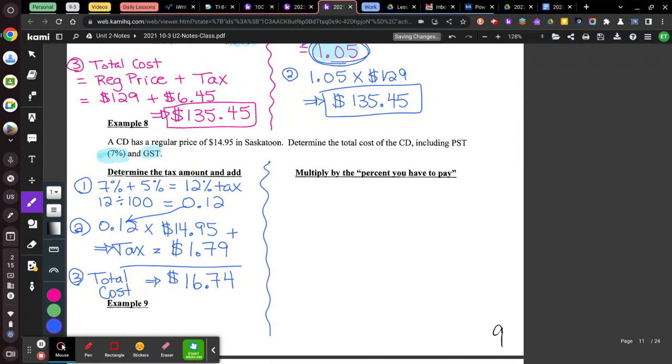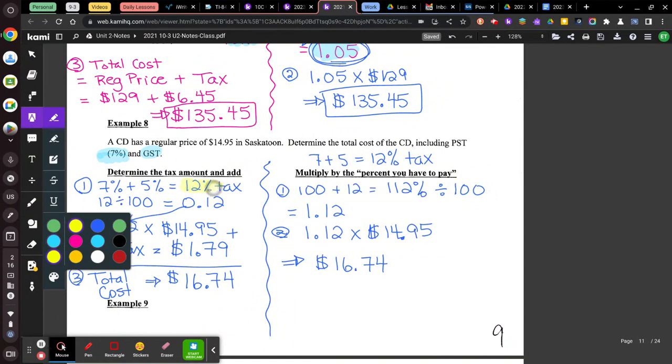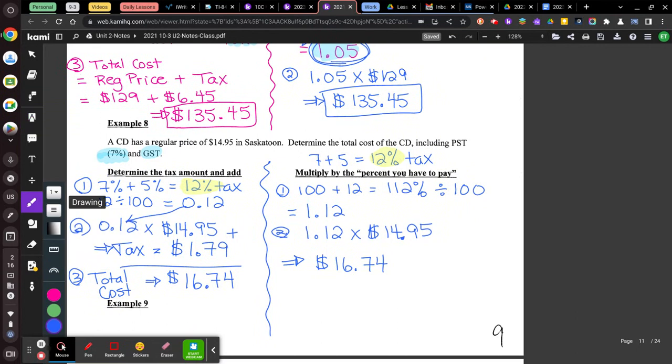Now, doing it the other way, we would add our tax still. So I would have my 7 plus my 5% tax, which is 12% tax. We have to add that to the 100%. So step 1 is taking 100 plus 12 to give me 112%, which is what I end up dividing by 100. That's going to give me a decimal of 1.12. Now we take our decimal, 1.12, and times it by the money, $14.95, and that's going to give me my price right away, $16.74. So the thing that stays the same is you have to add the tax for both of them. Here we added our tax and got 12% tax, and here we added our tax and got 12% tax. So you still add your taxes together.